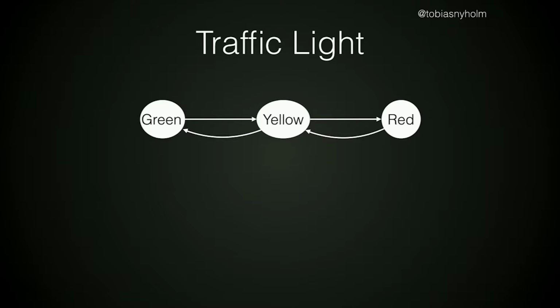This is a traffic light. I've decided that a traffic light has three states: green, yellow, and red. And I decided how to move between these states. As you can see, I can move from green to yellow to red, and I can move back from red to yellow to green. But there's no arrow from green to red. I've decided that no traffic light can directly go from green to red. It has to go via the yellow node.